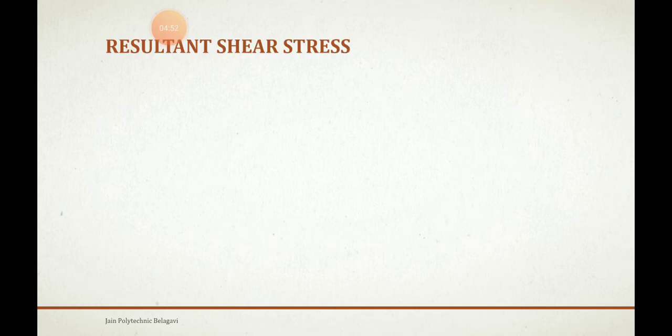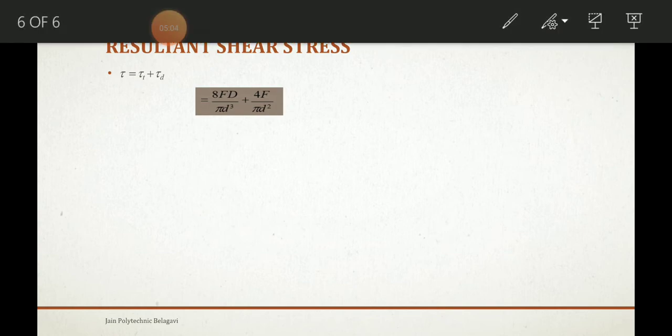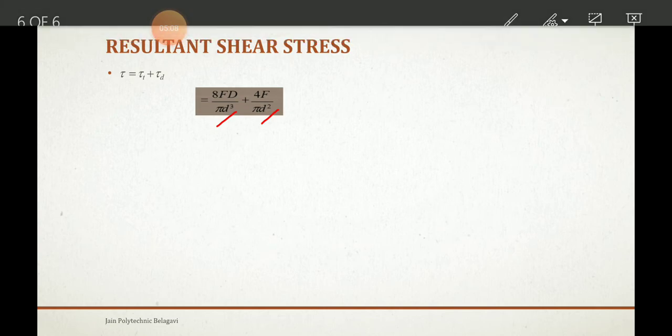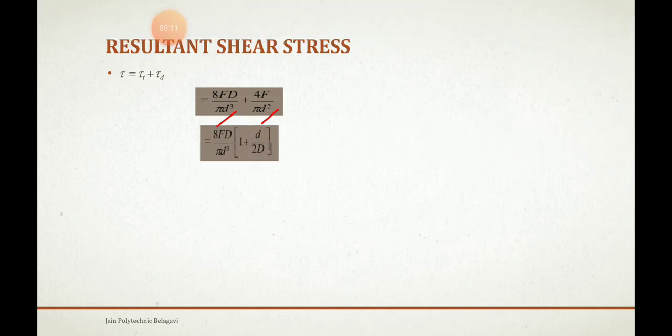Now what is next? Next we have to find out the resultant shear stress, which is nothing but the sum of the direct stress and the shear stress, that is tau T plus tau D. Okay. Now we will add both the stresses that we already calculated, correct? This is the torsional shear stress and this is the direct shear stress. Next, we'll take the common 8FD by pi d cube, which will remain, with 1 plus d divided by 2D.